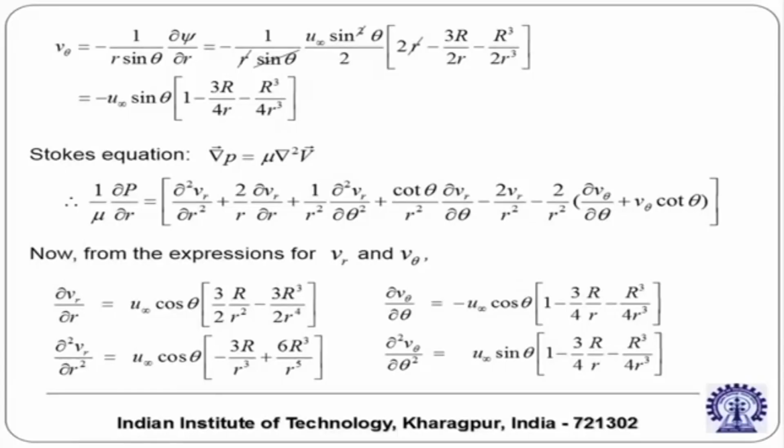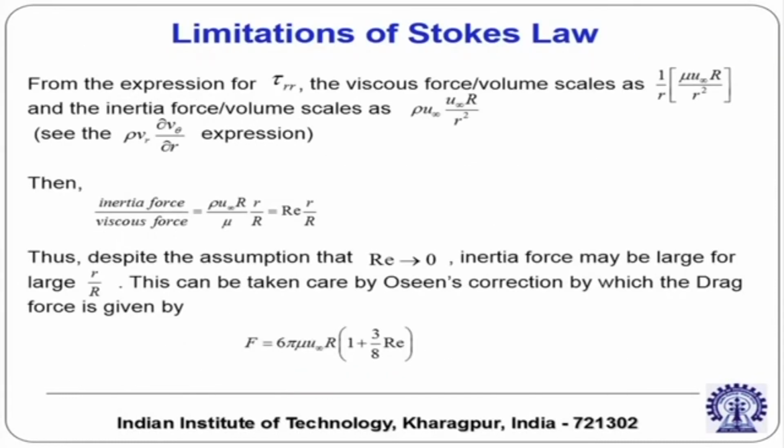So if you go to that slide where we are calculating the inertia force by viscous force, see this is what is summed up. The inertia force by viscous force is equal to Reynolds number. Remember this is not the Reynolds number based on the diameter, but the Reynolds number based on the radius into small r by capital R. So look at this inference. Despite the assumption that Reynolds number tends to 0, the inertia force may be large for large small r by capital R, right. So the Reynolds number may be say of the order of 1, but for large small r by capital R the inertia force may be significantly large as compared to the viscous force, whereas the inertia force has been completely neglected in making the calculation. So this is one of the significant limitations of the Stokes law. Despite its very fundamental nature, it neglects inertia force for circumstances when inertia force actually may not be negligible.